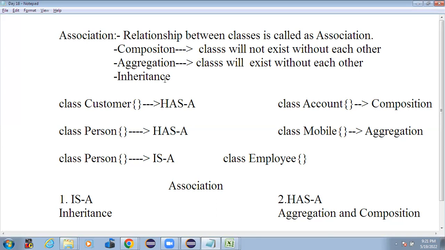If you consider the human body, it is the best example of a composition. A head is a part of the human body, or nose, ear, mouth. All these are parts of a human body, so they can't be separated from each other, or exist without each other. Such a kind of relationship is composition. If composition is not there, then there will be an aggregation kind of relationship.